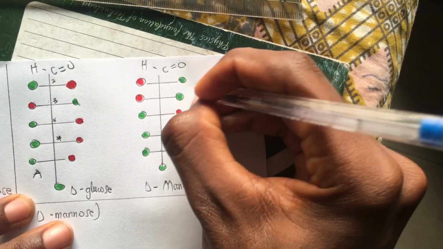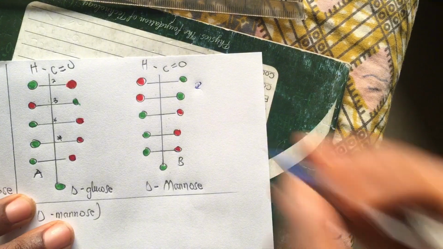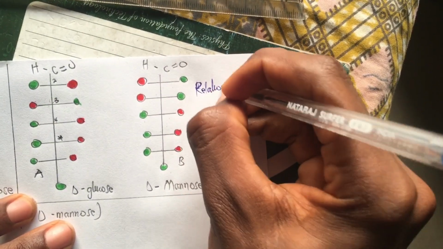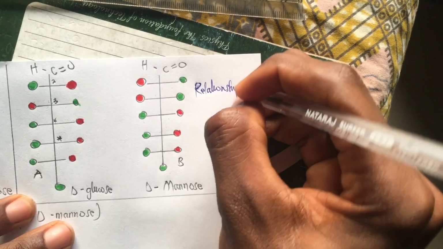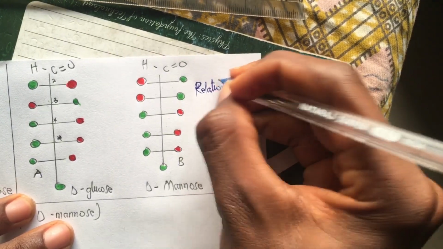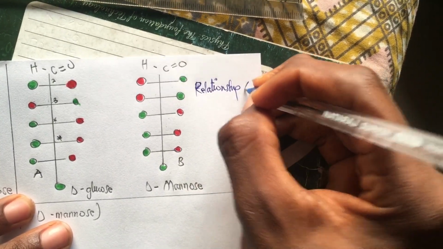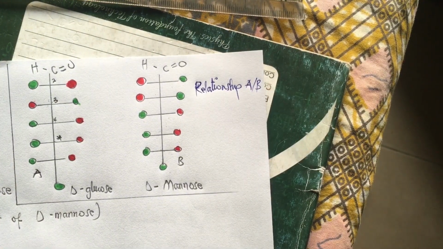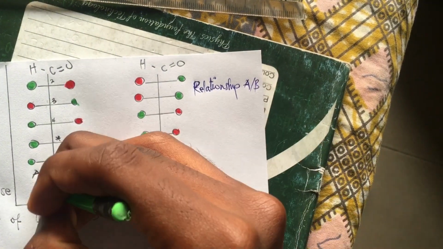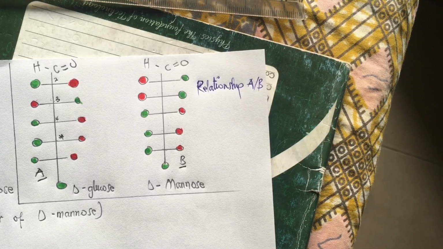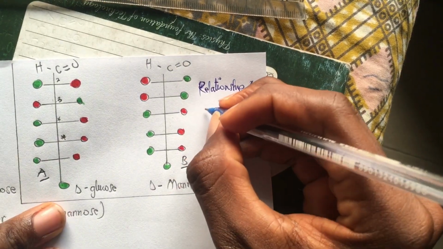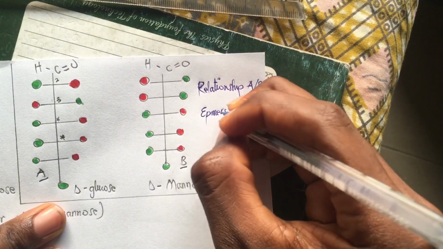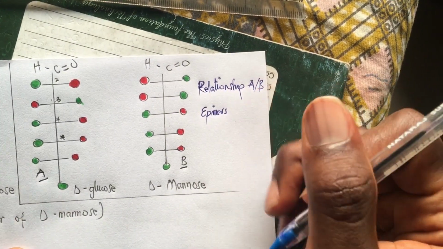Oh, my pen is not working. Let me see where it will come. Okay, yeah. So what is the relationship between A and B? This one is B. This one is also A. The relationship between B and A is that they are epimers. Epimers in a sense that they only change in configuration at one chiral center.